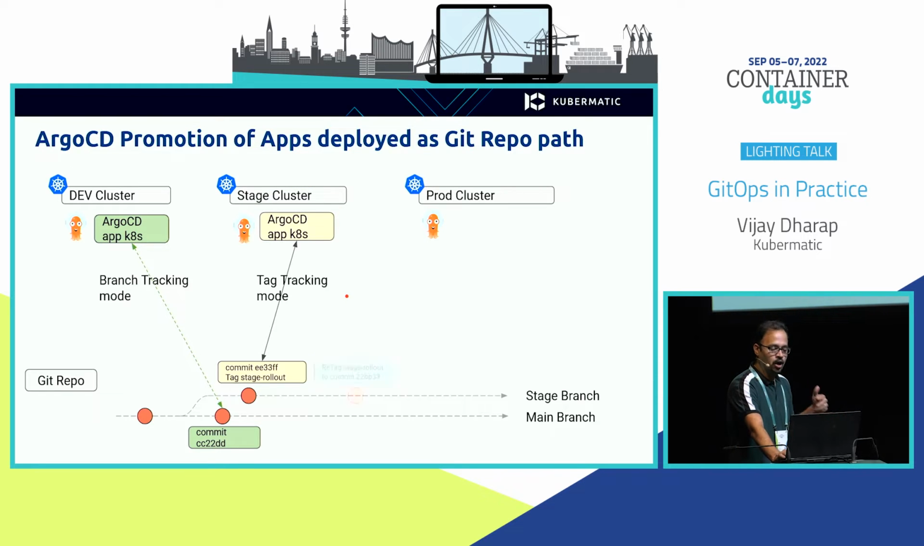So no matter how many more commits I am making, nothing is going to get deployed in stage automatically. But if you are ready, if you are confident about your changes, you just do a Git tag with a force to retag the stage rollout tag to a new commit. And the moment you do that, Argo CD is going to pick up the new tag, and your application turns blue in stage, right?